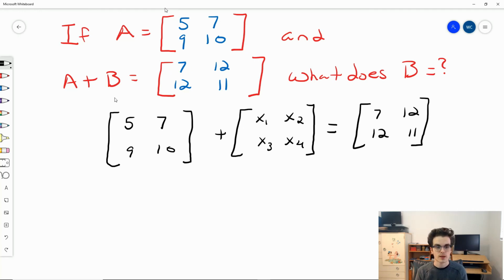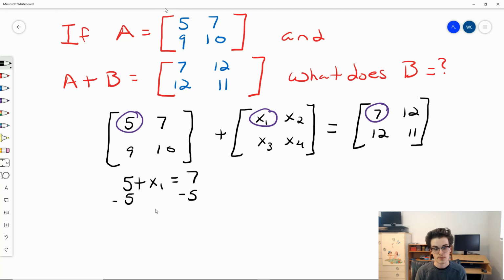So what I'd recommend doing is to treat this in a similar way as you would when you add. Normally you'd take this value, column 1, row 1, and take this, which is column 1, row 1 again, and add these together, and we'd get this, which is in the same slot. So what we're going to do here is say 5 plus x1 equals 7. We can solve for x1 in this case. So this gives us x1 equals 2.